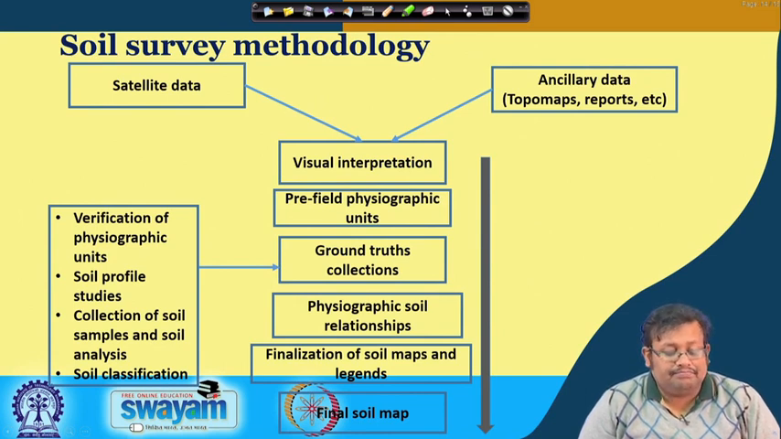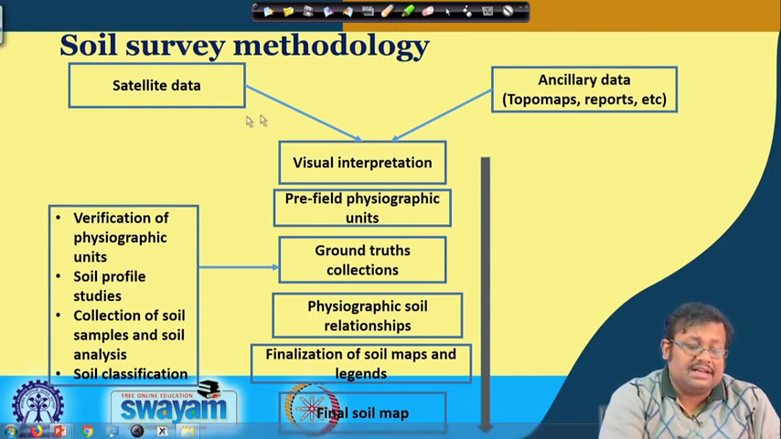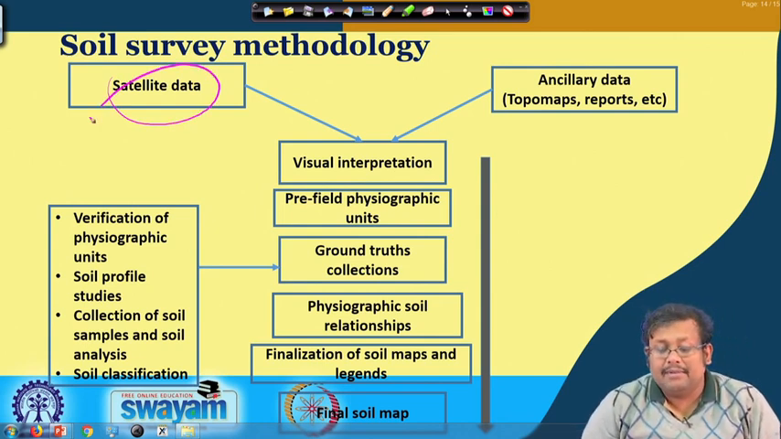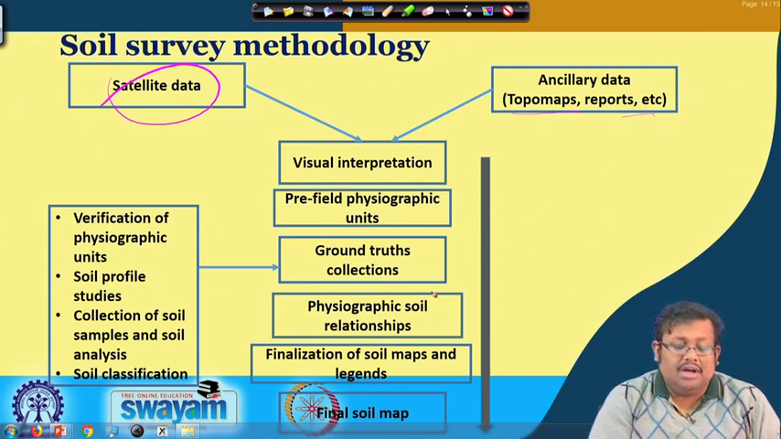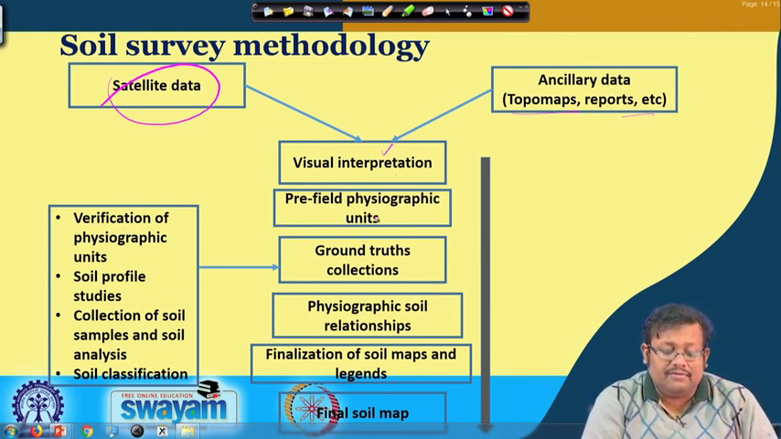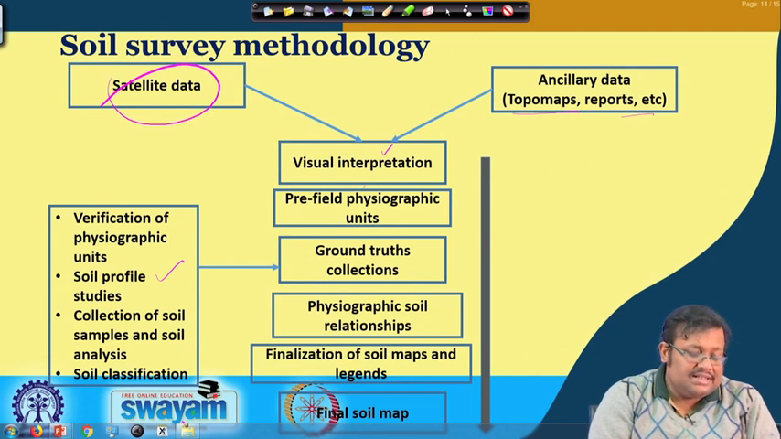If you see the diagrammatic or schematic view of the soil survey methodology, obviously it starts with the different data sources. You can use satellite data to create a base map, and you can also use ancillary data like topo maps and reports as a base map. Then you can use visual interpretation. After the visual interpretation, you can develop pre-field physiographic units, and from there ground truth collection. Ground truth collection is mainly done for the verification of the physiographic units, soil profile studies, collection of samples, soil analysis and soil classification.